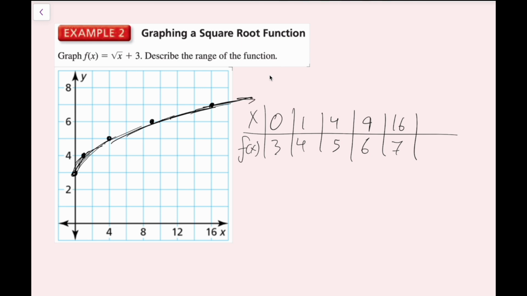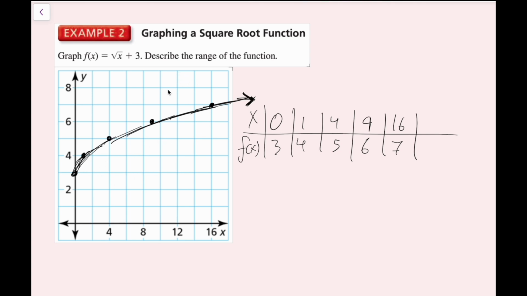And notice I only have an arrow going this way. I'll draw a better arrow here. But I only have an arrow going this way because the domain of this function stops here. Okay? To the left of 0, there's no number I can plug in that'll give me a real solution. So that's going to help me figure out my domain, but that's not even what they're asking here.